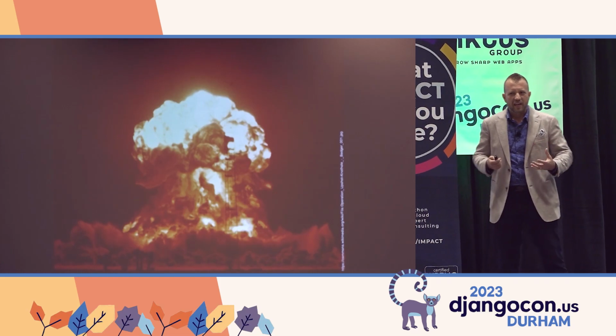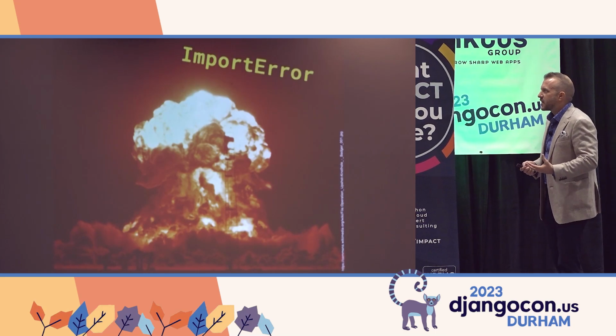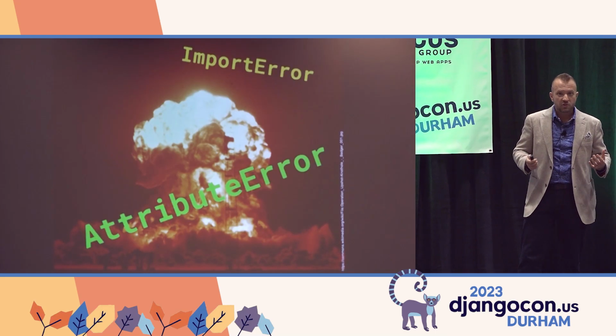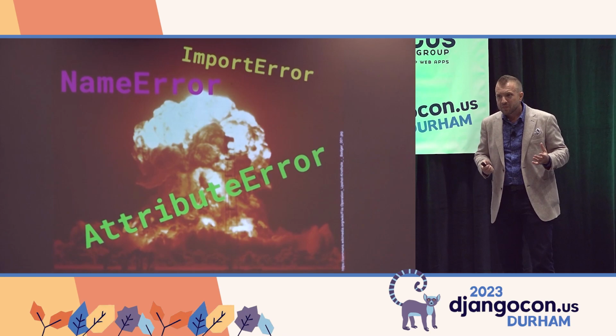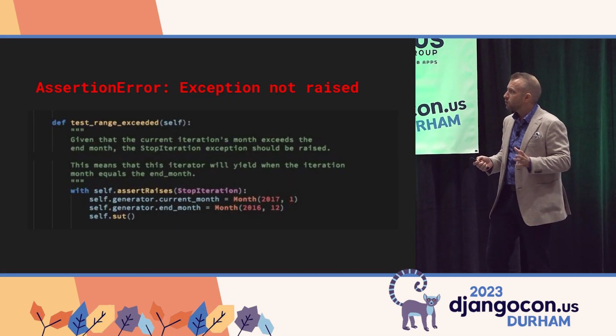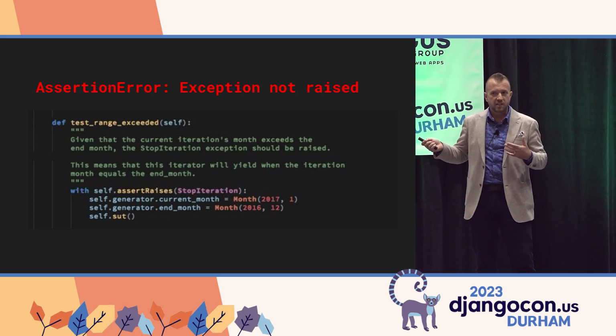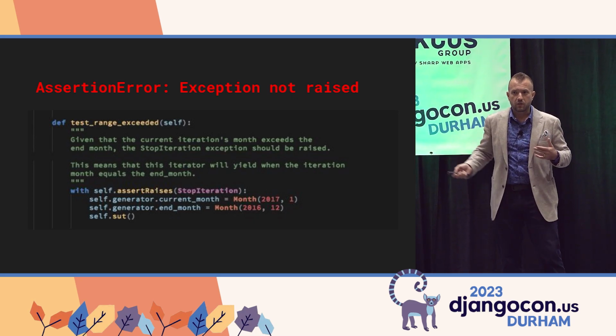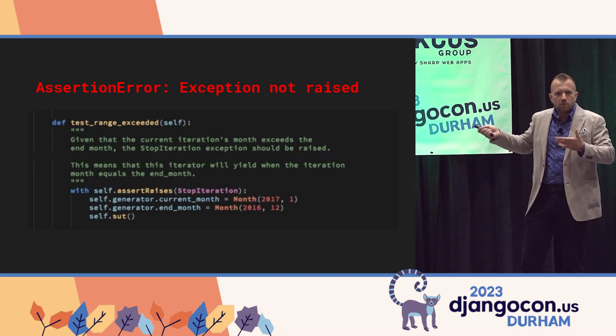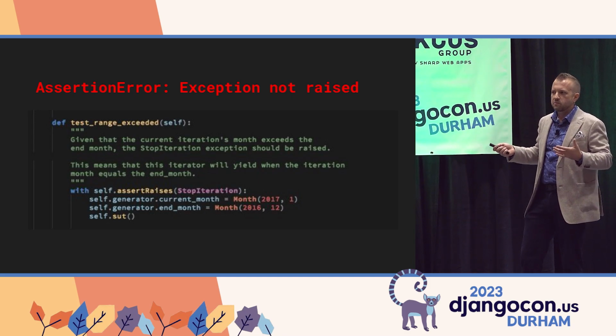And the errors I was getting weren't exactly helpful. I was getting an import error, an attribute error, a name error. And the most egregious of all was this exception not raised, this StopIteration wasn't raised. And this is real code, by the way. I was super confused. What does this have to do with my schedule?